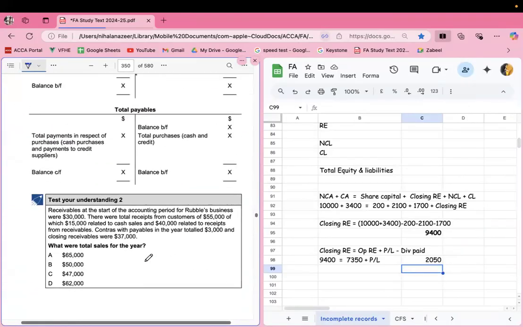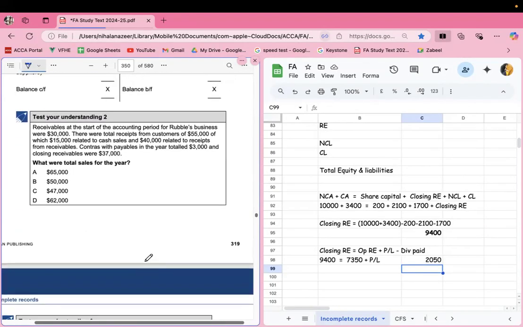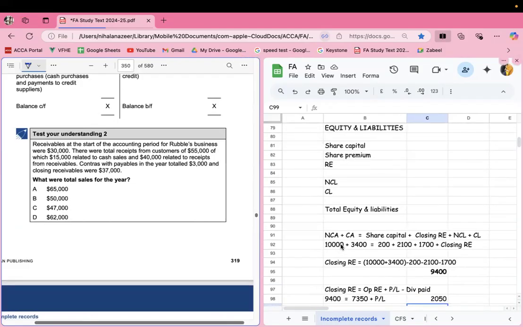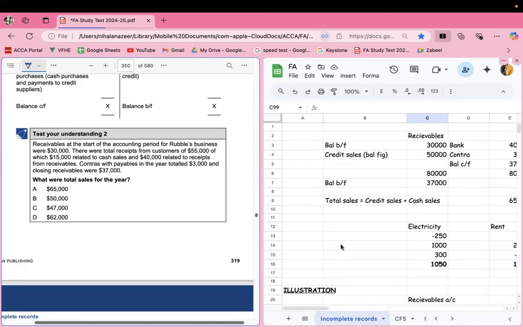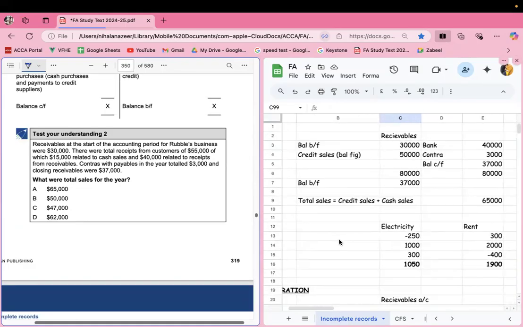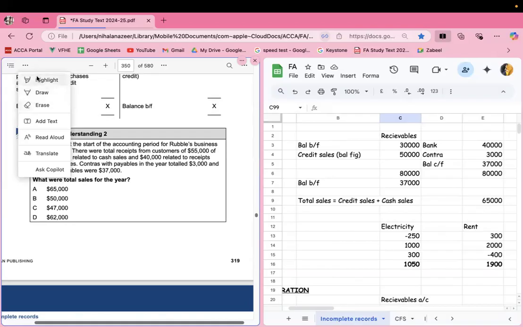Now, let's see TYU2, receivables. Receivables at the start of the accounting period for Rubble's business were 30,000, right? So the receivables were 30,000.